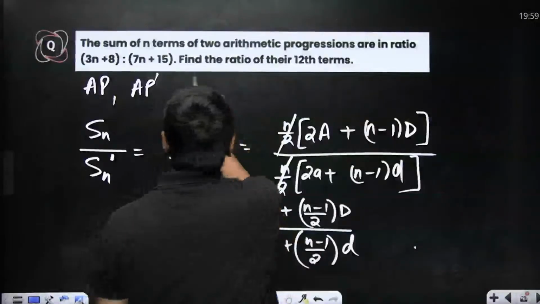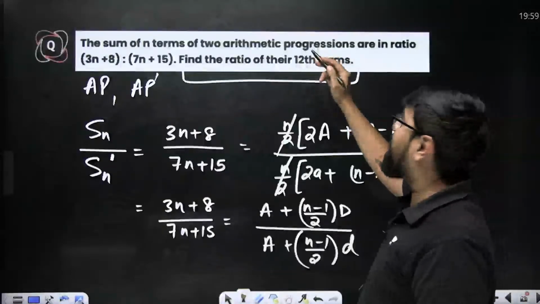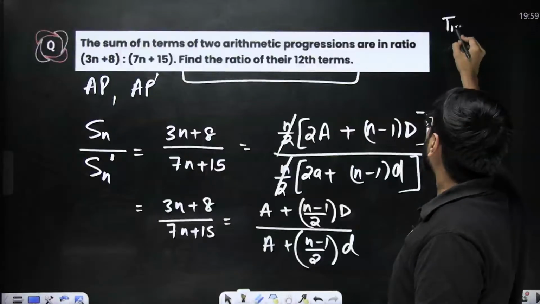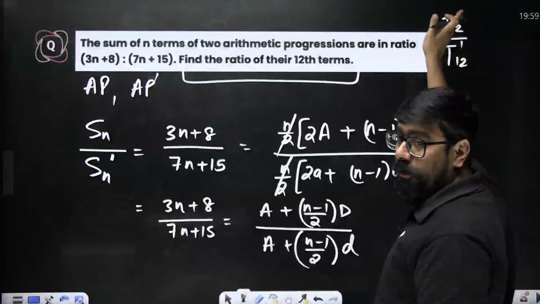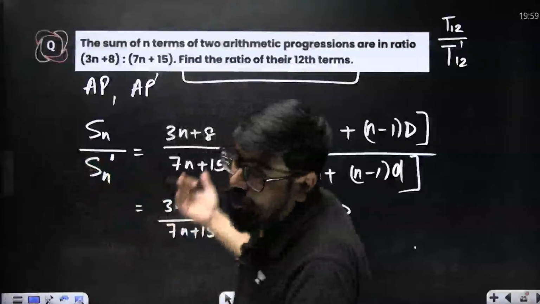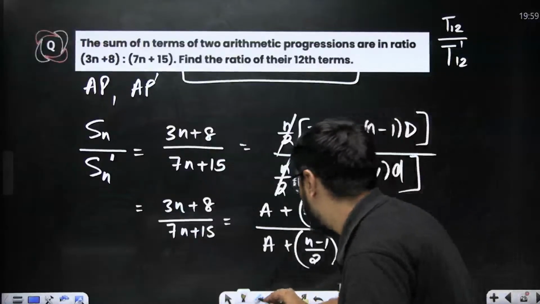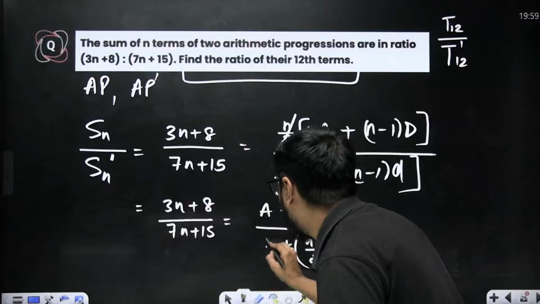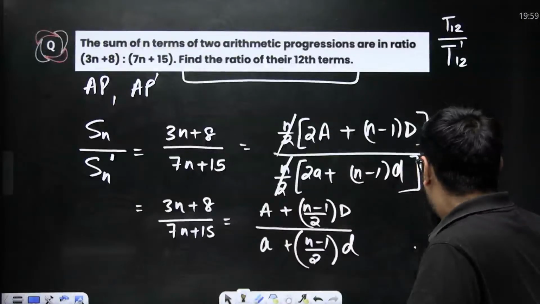What are they asking you to find? They're asking you to find the ratio of their 12th terms. That means T12 and T12 dash of the two APs. The ratio of their 12th terms they are asking. You realize that? And what do we have?